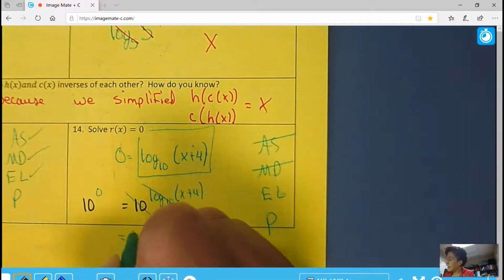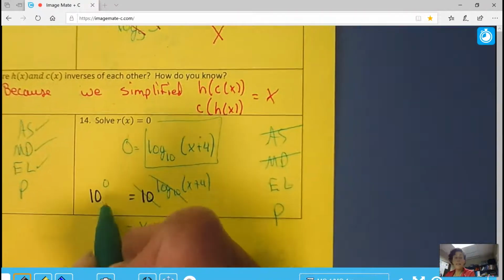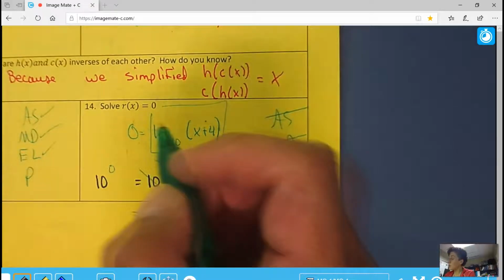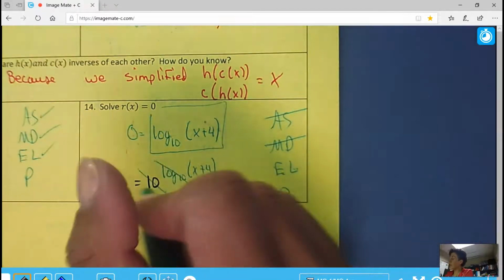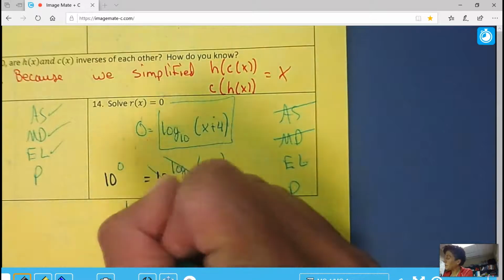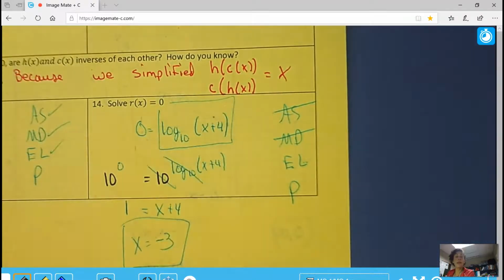On the right side, I'm left with x plus 4. On the left side, 10, or anything to a 0 power, is 1. And now to solve for x, I'll just subtract the 4 over, and I get negative 3. So that is 13 and 14. I'm going to stop this video now and make a second video for the second page.